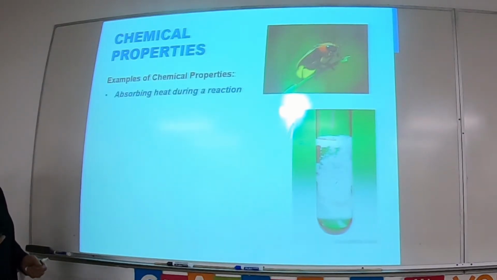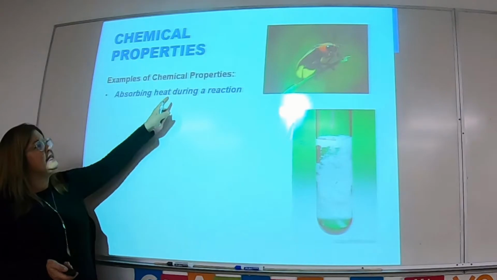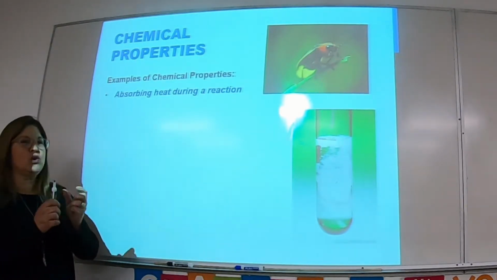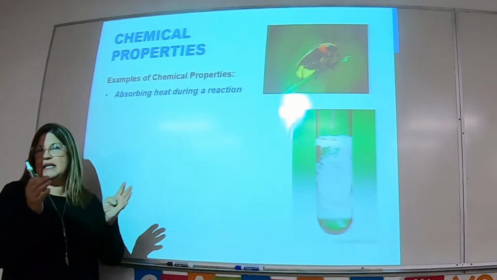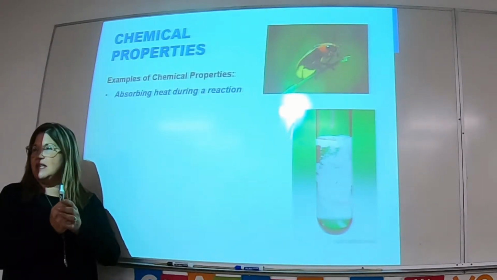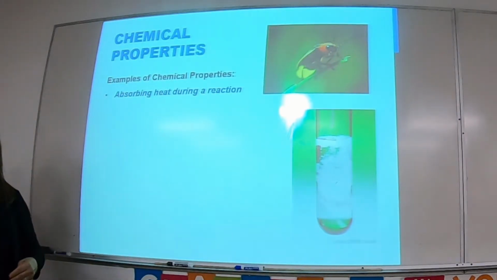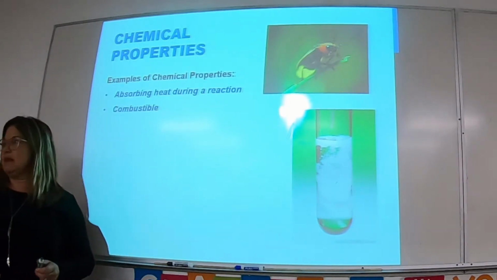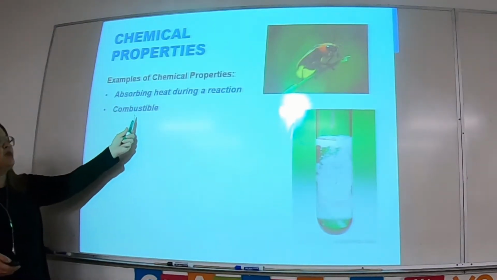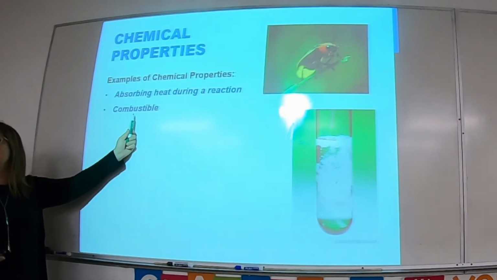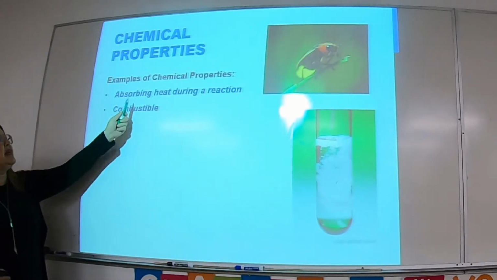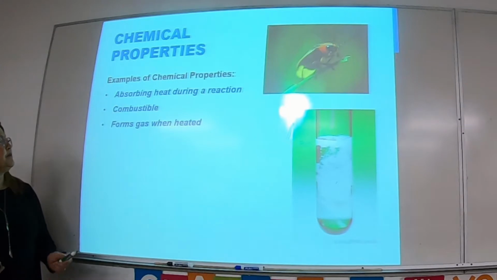Examples of chemical properties. Absorbing heat during a reaction. So if your container feels hot, that would be an indication of a chemical reaction taking place. So if it absorbs heat, that would be a chemical property. Combustible. A chemical property, combustible means it will burn. So if it's able to burn, then that would be a chemical property.